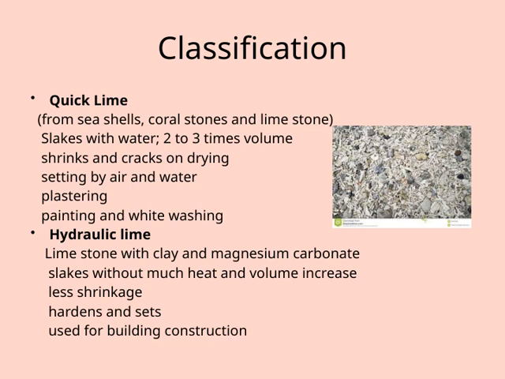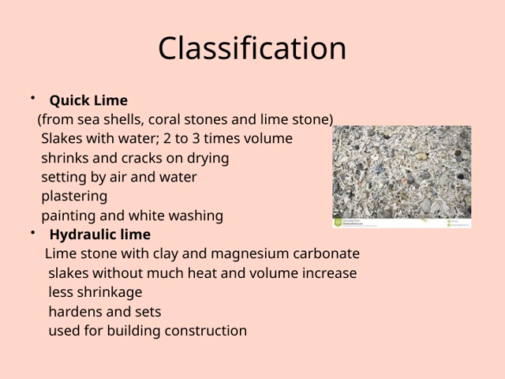Let's discuss the classification of lime. First, we have quicklime, which is derived from seashells, coral stones, and limestone. When you add water to quicklime, it slakes, meaning it reacts with water, expanding to about 2 to 3 times its volume. This process causes it to shrink and crack as it dries. Quicklime sets by exposure to air and water, making it useful for applications like plastering, painting, and whitewashing.